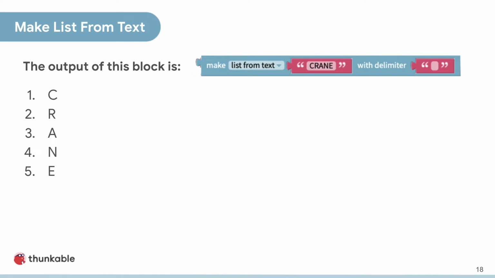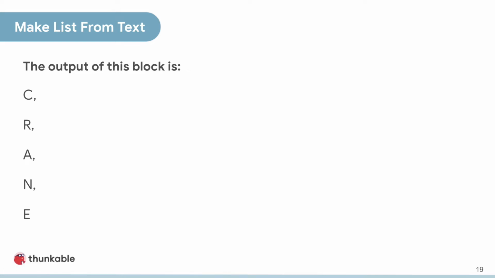But a better mental model to use for lists is the ordered list or the numbered list like this. So not only does each item have a value, C, R, A, N, and E in this case, it also has a location, or we call it an index. So index 1 or location 1 is the letter C. In the second location, or index 2, we have the letter R, all the way down to letter 5 or index 5, which has a value of E. So what I'm going to do is just show them in a line like this, separated by commas.